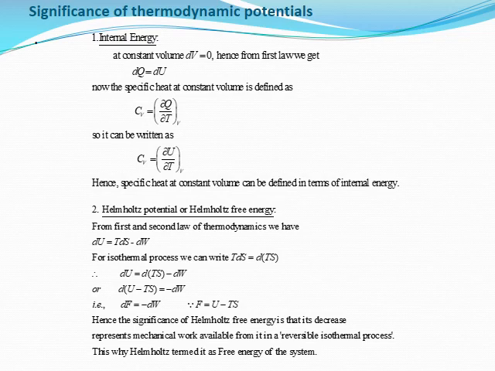This is the significance of internal energy. Second, we take Helmholtz potential or Helmholtz free energy. From the first and second law of thermodynamics, we have dU is equal to TdS minus dW. Now for an isothermal process, we can write TdS is equal to d of TS. So the above equation becomes dU is equal to d of TS minus dW, or d of U minus TS is equal to minus dW. Now U minus TS represents F, so we can write dF is equal to minus dW. Hence the significance of Helmholtz free energy is that its decrease represents the mechanical work available from it in a reversible isothermal process. This is why Helmholtz termed it the free energy of the system.